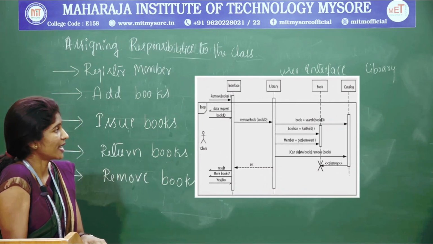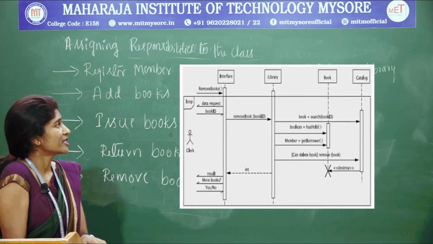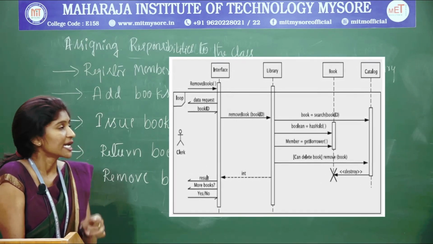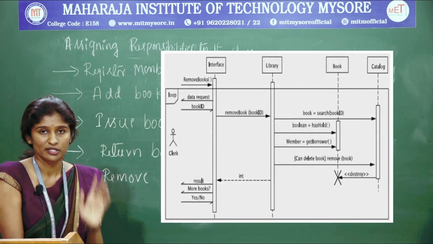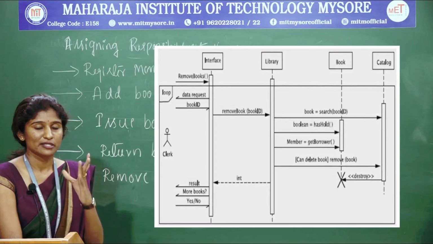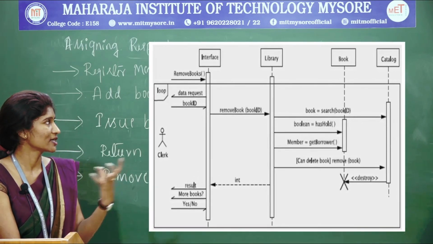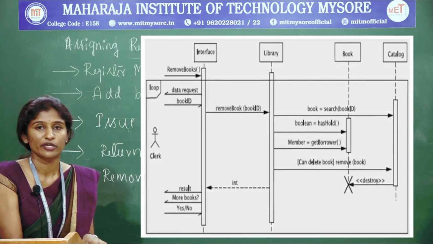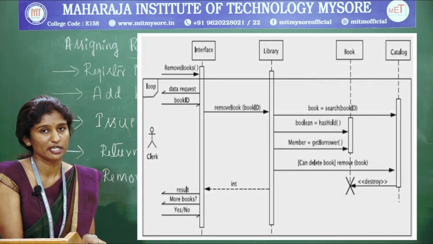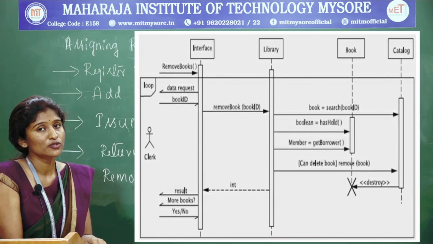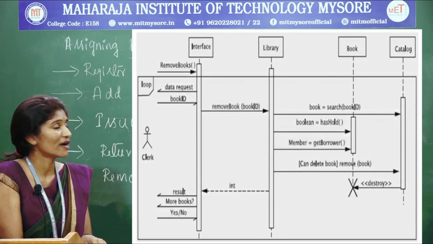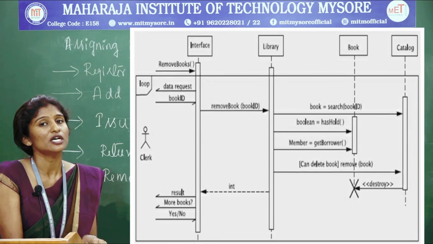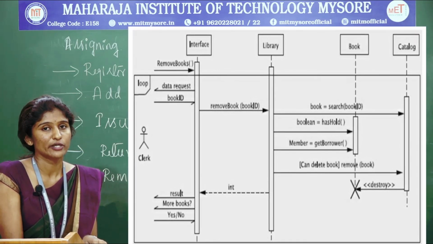So as usual, we have got four fields here: the user interface, library, book and the catalog. Very first, the clerk is going to interact with the system. He is going to request the system to remove the book from the library system. So in order to remove the book, it is going to be requested, right. After that, the system is going to ask for the book ID, the book which we need to remove.